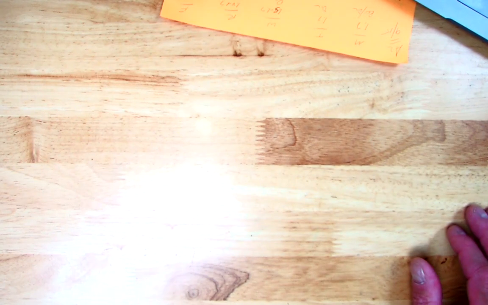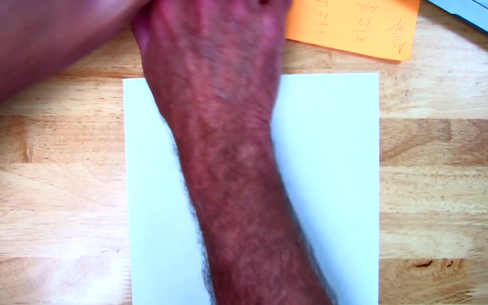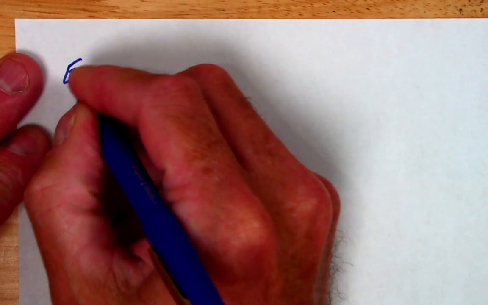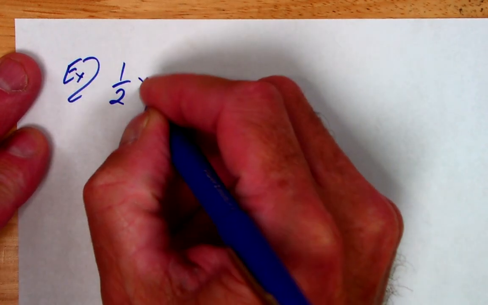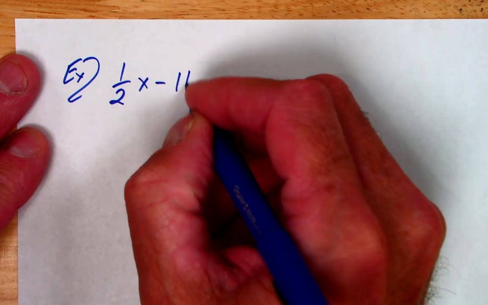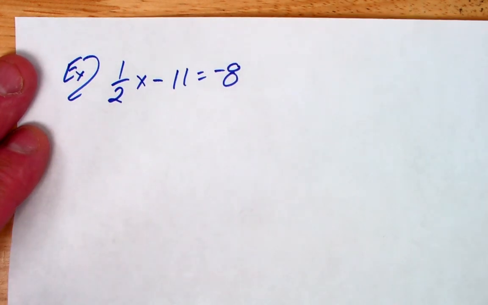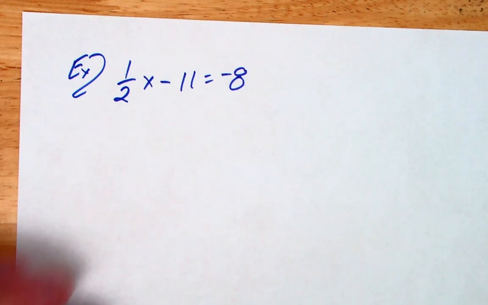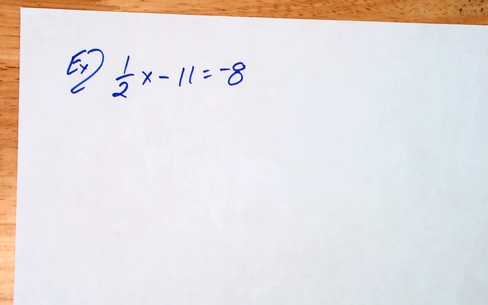So today is going to be comfortable, but we're going to go ahead and show you a couple different things that might make your life a little bit or a lot easier. Okay? So here we go. Solving 1/2 x minus 11 equals -8. Solve that, please, however you wish, and show me your answer.